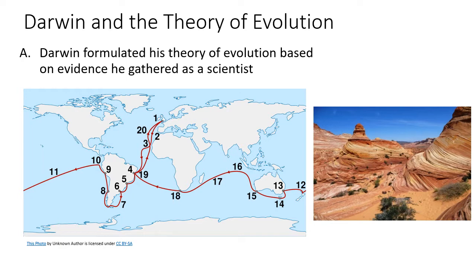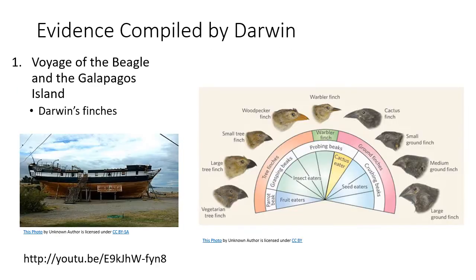And as he's doing this, he's noticing different things about the geology, about the different types of plants and animals and organisms and geological processes. And one of the places he went was the Galapagos Islands, which was out in the middle of the Pacific Ocean, very isolated. No one lived there. And he collected finches, he collected mockingbirds and other things.